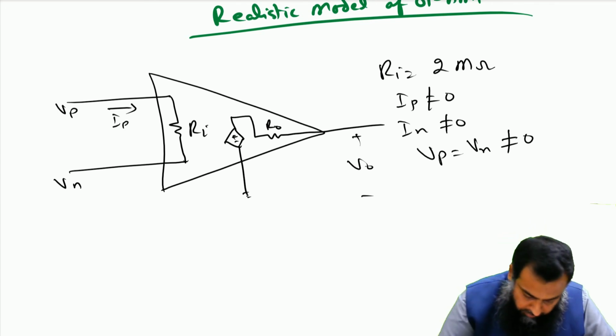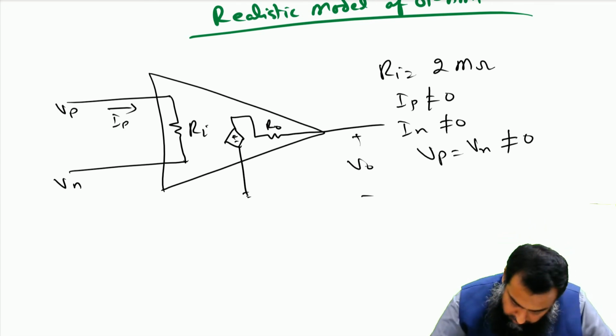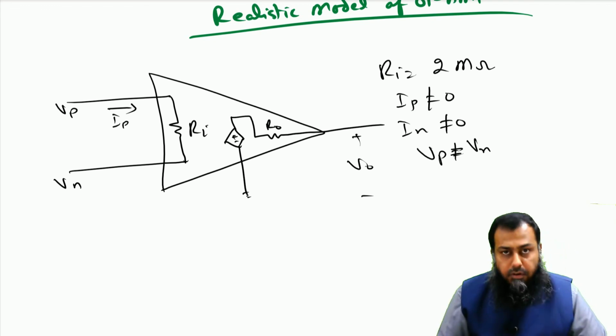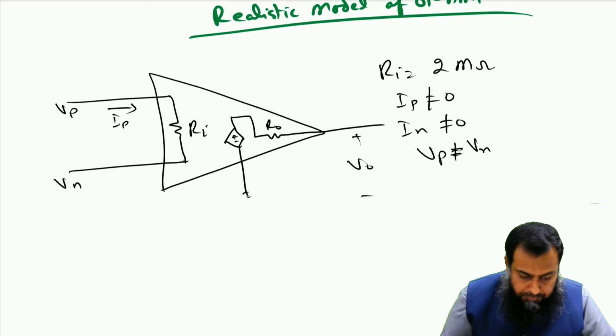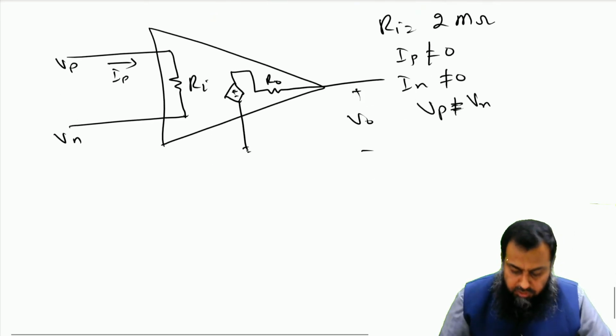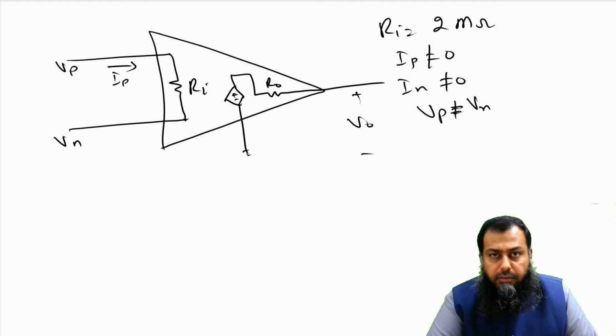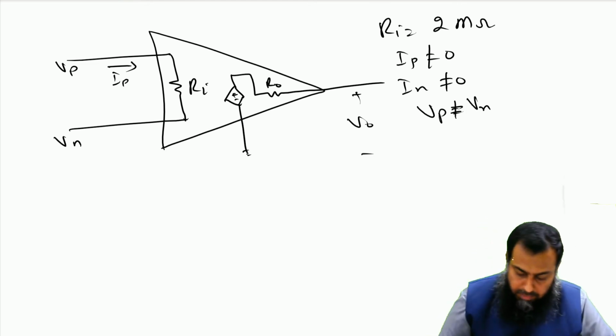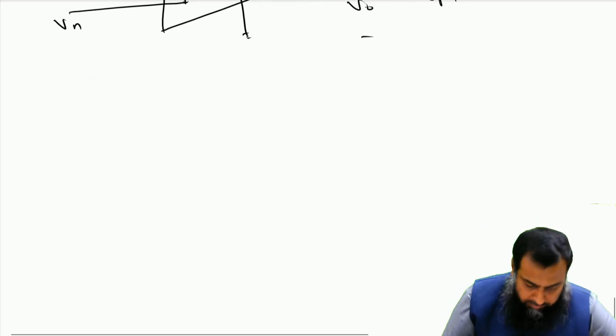So let me erase this. Vp is not equal to Vn. We shall derive the expression for the transfer characteristics of a non-inverting amplifier using this non-ideal model of an operational amplifier. So let us draw an operational amplifier.